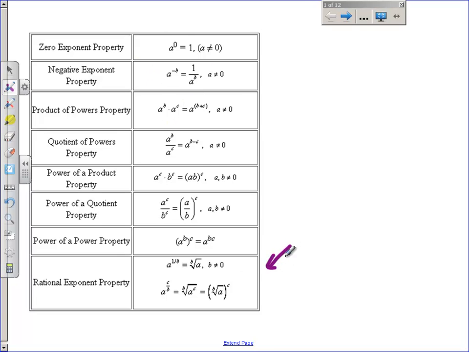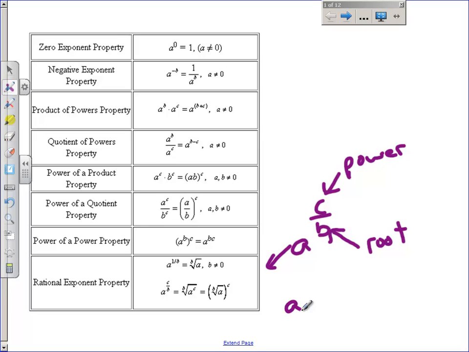But the big one, the one that most people have a problem with, is rational exponents. And I want you to think about this. If you have a to the c over b, you need to know that the top is the power and the bottom is the root. So it's power over root, and you can see how it's rewritten. A to the c over b, the c is the power and the b is the root. So an example would be a to the 2/5. This would be a squared and the 5th root of that. So it's power over root. That's the one that most people have a hard time with.